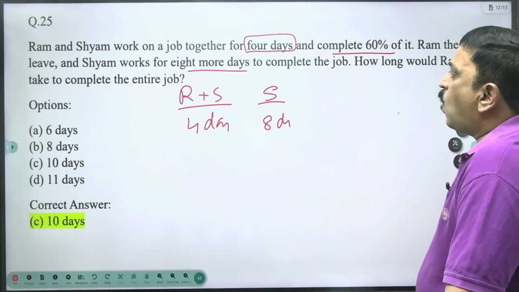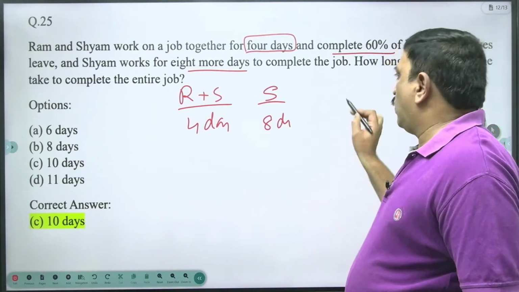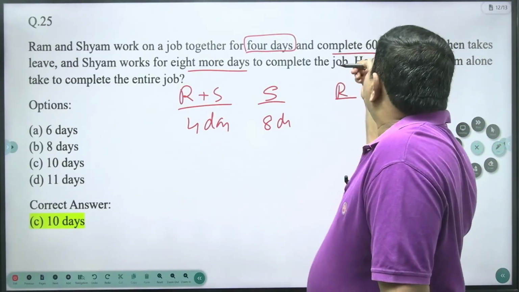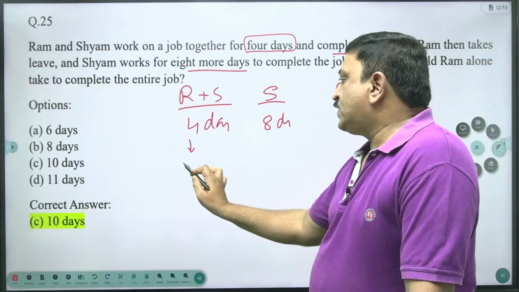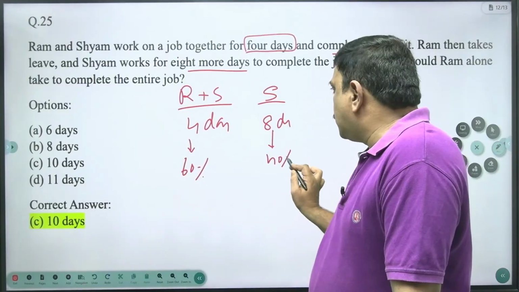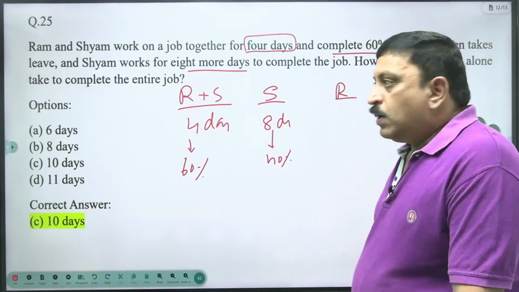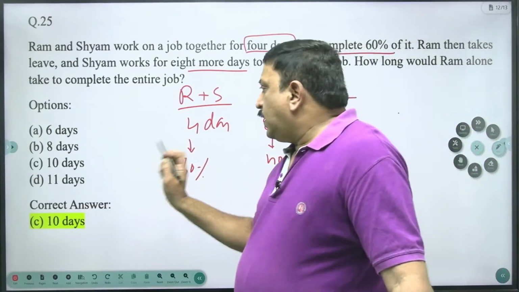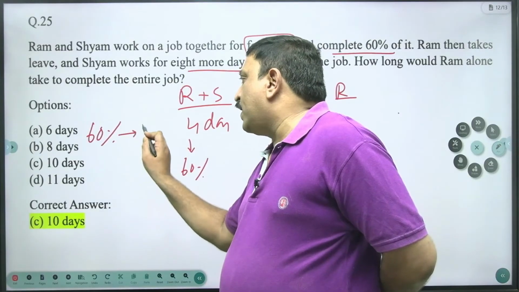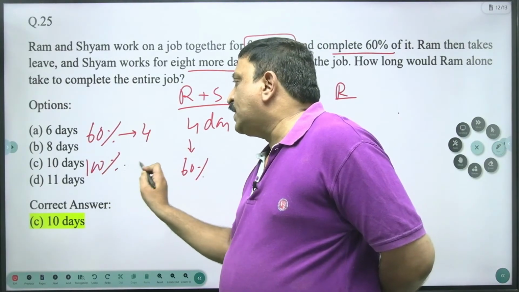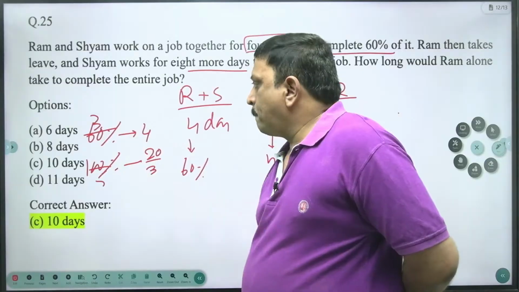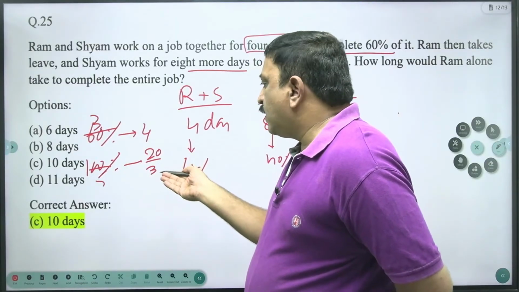How long would Ram alone take to complete the job? This 4 days is 60%. If 4 days is 60%, what is 100%? And 8 days is nothing but 40%, because 60% plus 40% is done. Here no need to worry about percentages. 60% takes 4 days, means 100% takes how many days? It is 20 by 3 days.